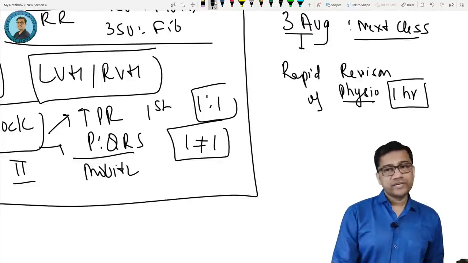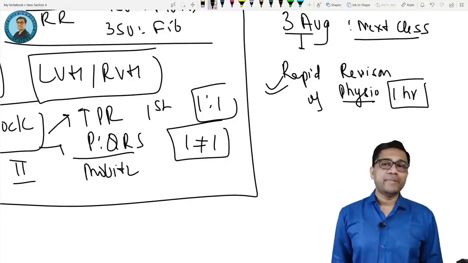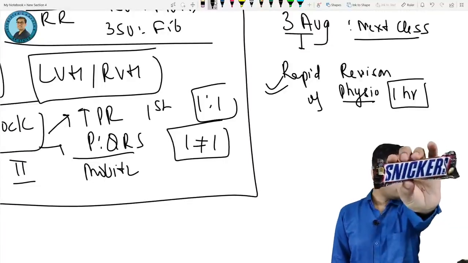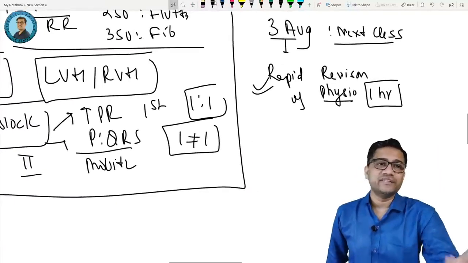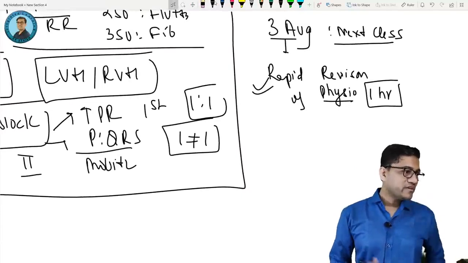We'll do revision of physiology rapidly. And chocolate once again for all of you, because there is a class of patho, I don't want you to miss. Otherwise, you will have to take on this concept later. Fine. So we'll do a revision next.